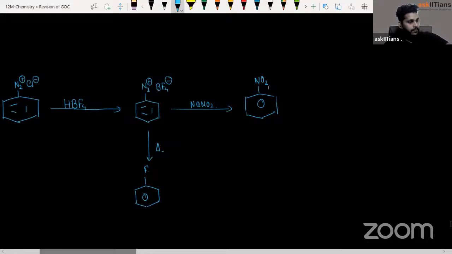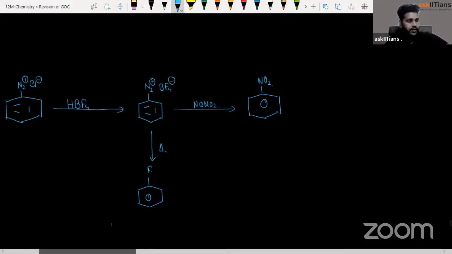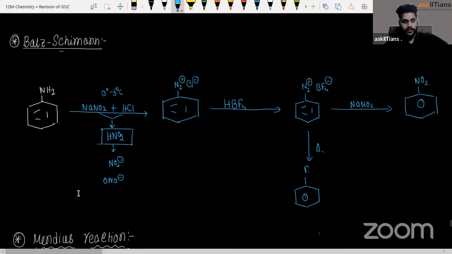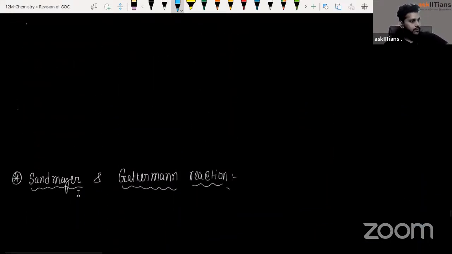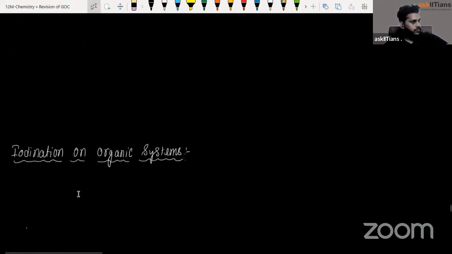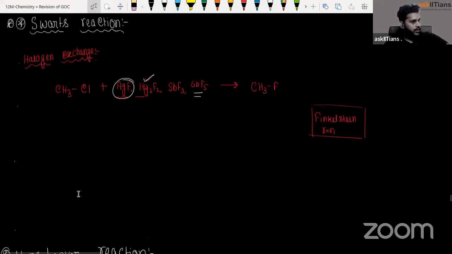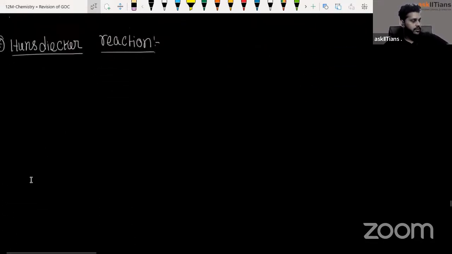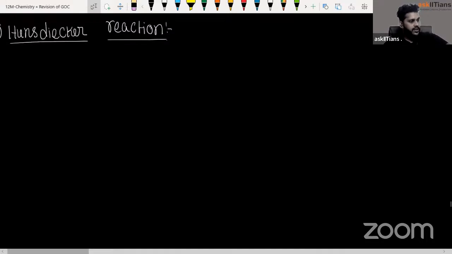Okay, so that was the Balz-Schiemann reaction. That is kind of a variation of the Sandmeyer reaction. All right. Now, coming to the Hunsdiecker reaction. What is the Hunsdiecker reaction here?